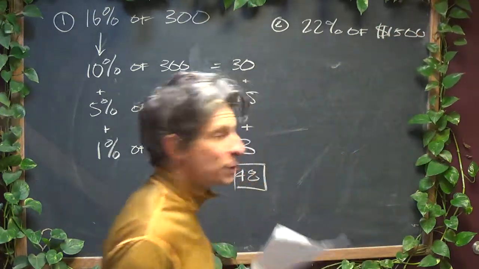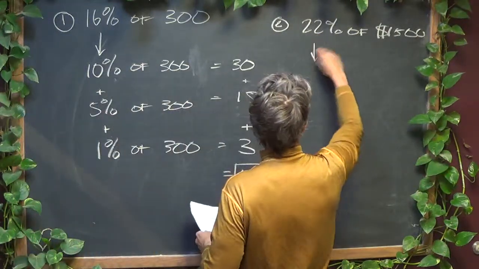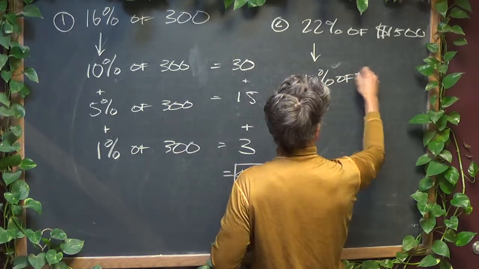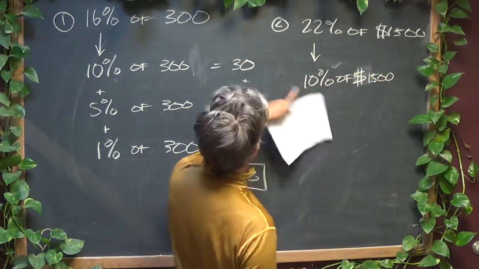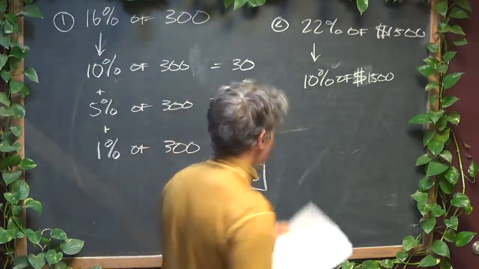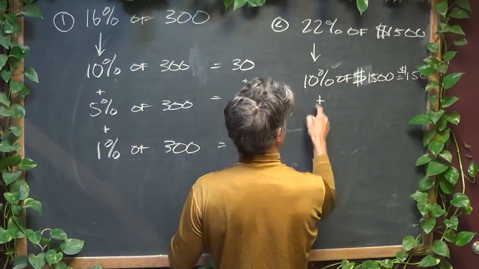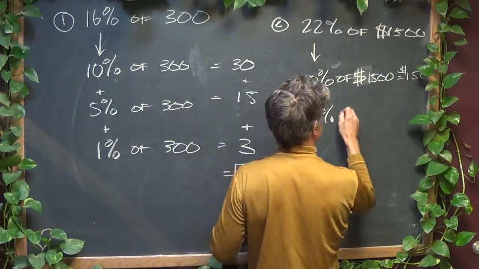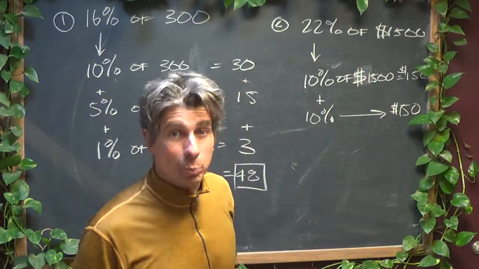Okay, so 22%. Let's break this down into units that make sense. One way to do this is to figure out what 10% of $1,500 is. Using the same idea, if you break up $1,500 into 10 equal pieces, each one of those is going to be $150. And you need 2 of those 10%, because you're trying to get to 22. That means you have to go 10 plus 10 to give you 20. So 10% again is another 150. Now you need an additional 2%.